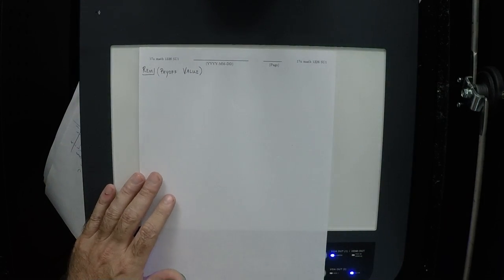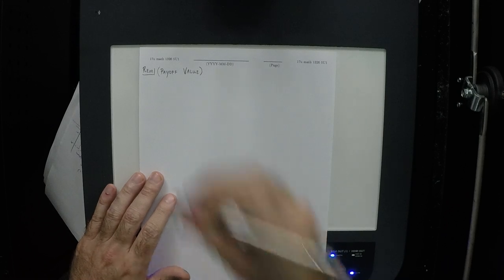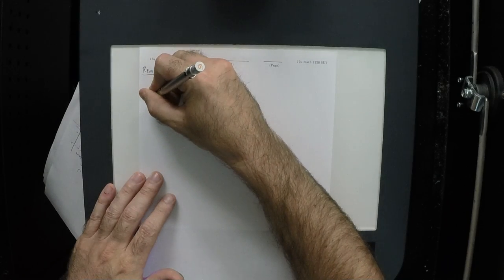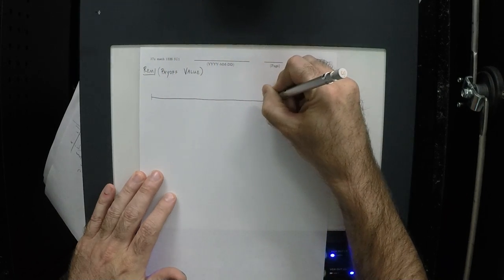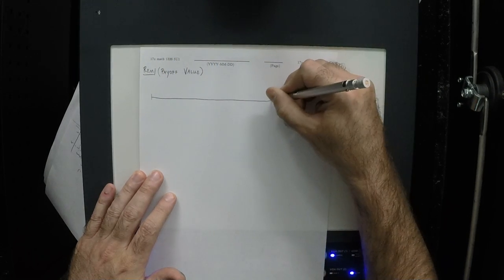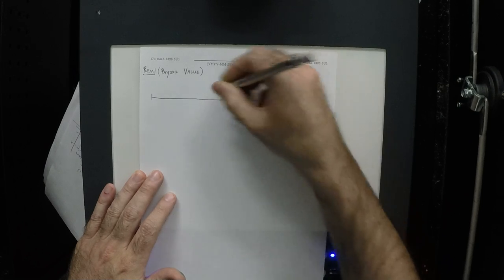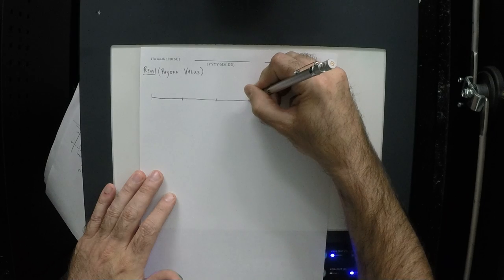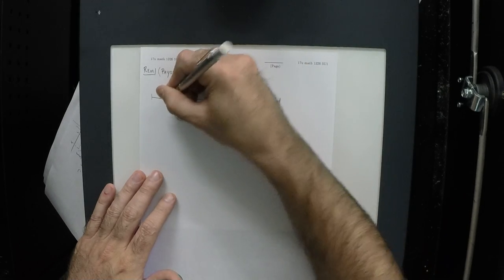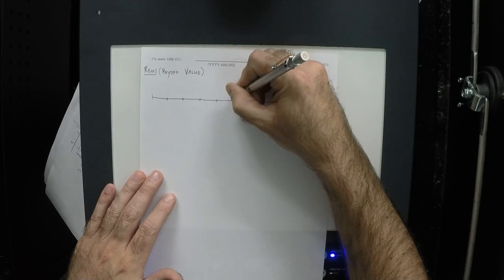So it's similar to before. So I'm going to draw an annuity timeline. And to make my point clear, I'm going to need 8 or so tick marks.